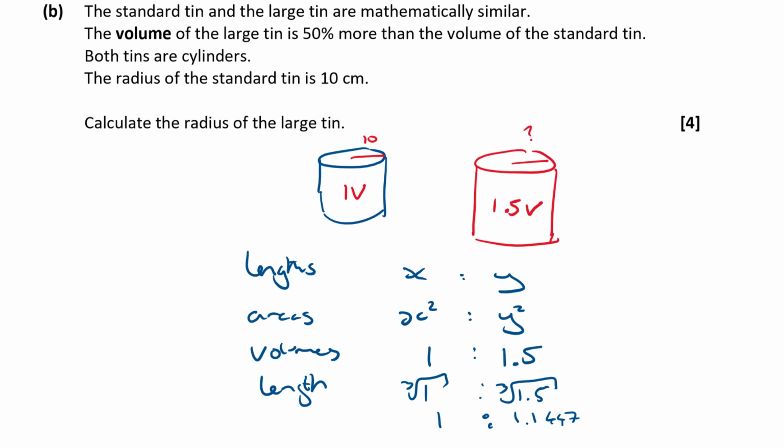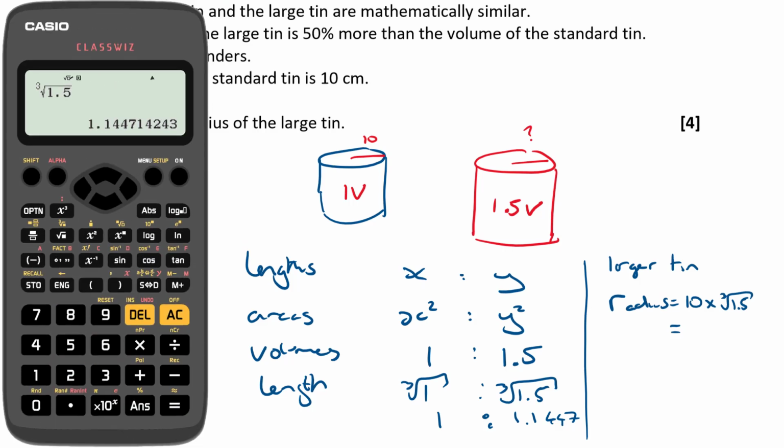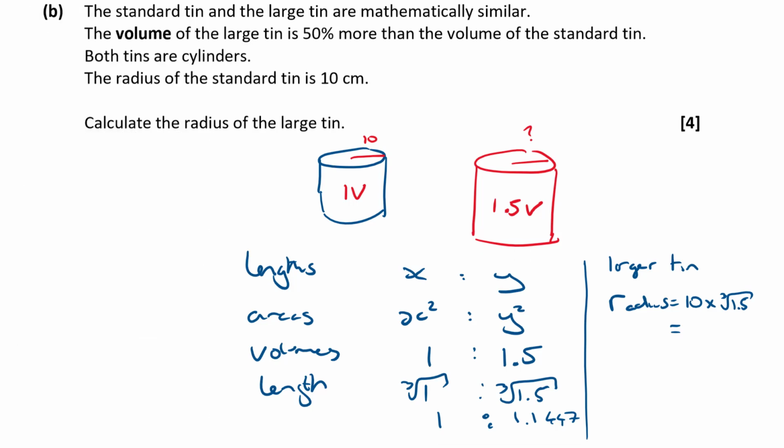So if you know that's the ratio of their lengths, then the radius for the larger tin is going to be the radius of the smaller tin, 10 times the cube root of 1.5. I'm just going to write it down like that because it's a bit more precise. Then I'm going to take my calculator stored value and times it by 10, and that should tell me the radius of the big tin. So that comes out to be 11.447. I'm going to round that off to 11.4 centimeters.